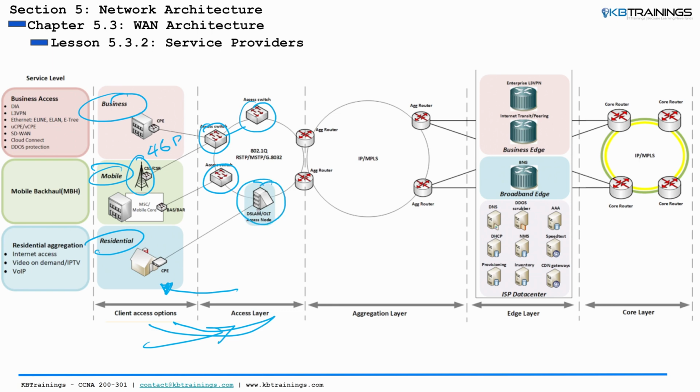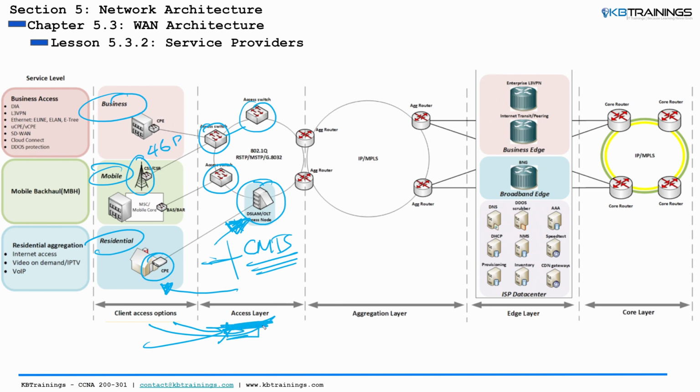We also have termination devices for things like DSL modem. This is a DSL modem that is connected to a DSLAM. We're going to talk about DSL in one of the next lessons. And we also have things like CMTSs that terminate the cable modems and everything. So that will come in the access layer. This is where we get access to the customer.